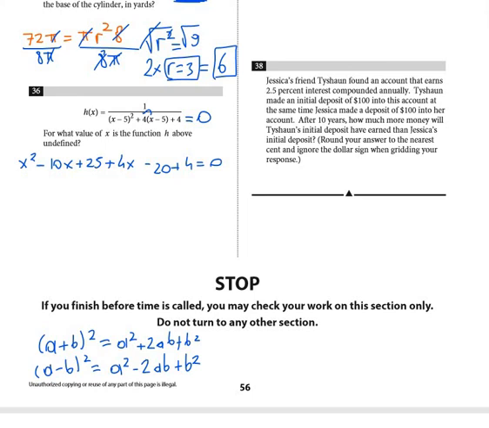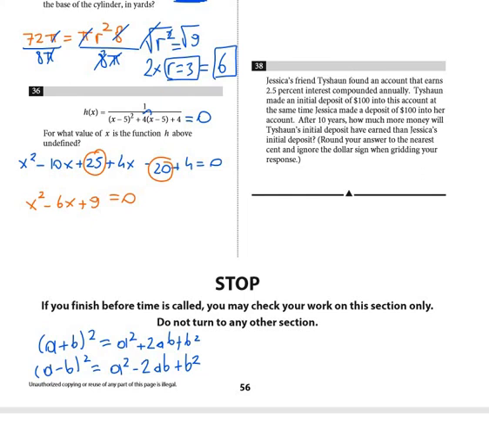Let's simplify. Okay, we have x squared here. We have 10x minus 4x, which is negative 6x. And then we have 25 minus 20 is 5, and 5 plus 4 is 9, equals 0. Now we need to find the value of x.